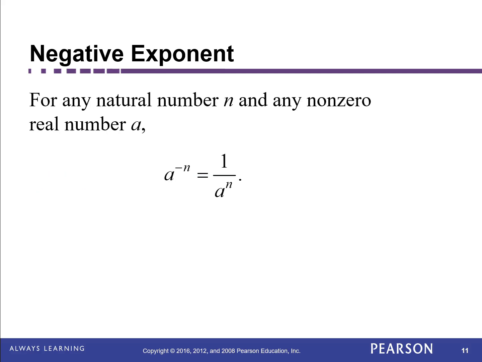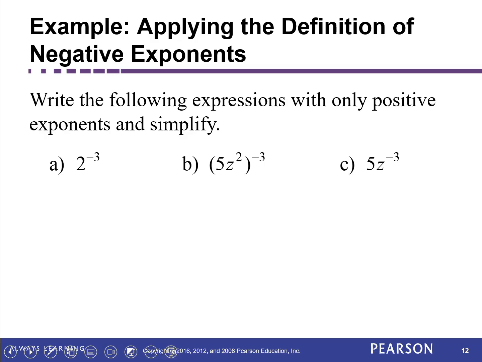Easy enough. For any natural number n and any non-zero real number a, a to the negative n power is equal to 1 over a to the n. Okay, so we can basically make your exponent positive by bringing it down here. Okay, so let's write the following expressions with only positive exponents and simplify.